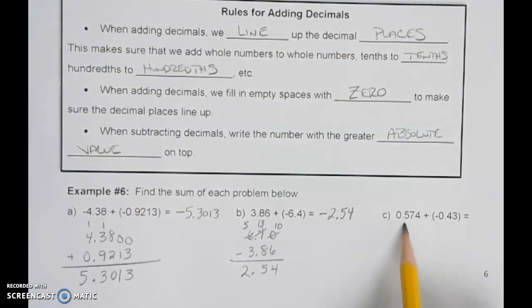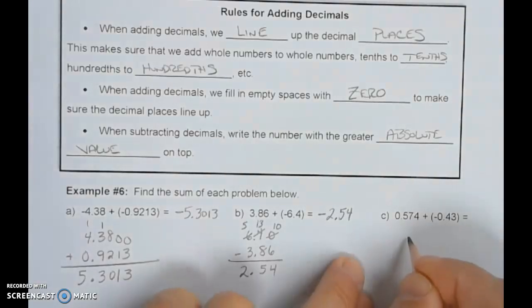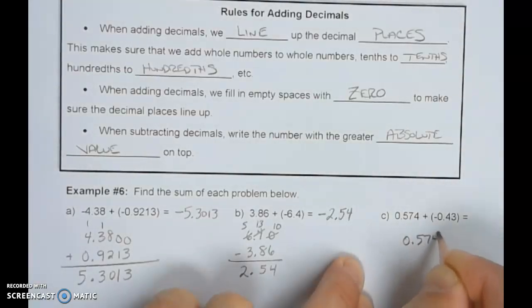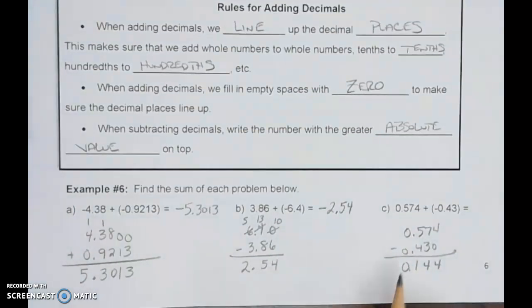My positive number has the greater absolute value. I'm going to subtract again because they're different signs. And that's a 4, a 1, a 0. We get 144 thousandths.